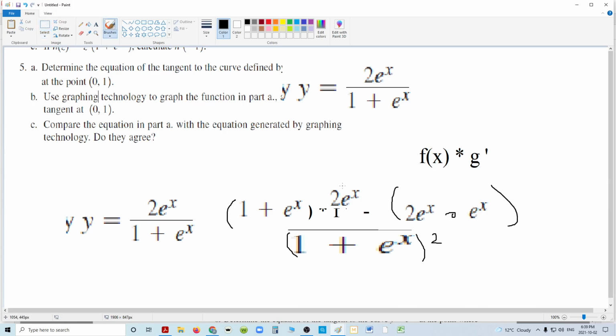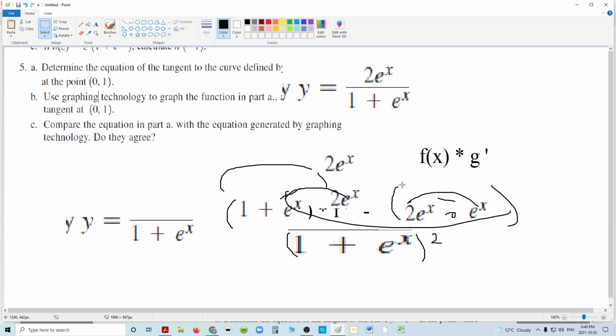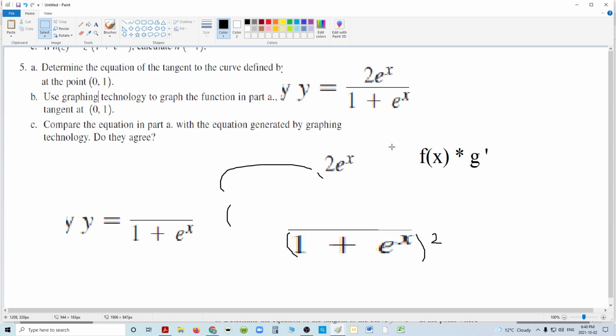Okay, so it's clear to me that this is going to be 2 e to the x, and this is going to be 2 e to the x cubed, and this is going to be 2 e to the x squared, and this is going to be 2 e to the x squared, and these two things are going to cancel out. So I'm going to just be left with 2 e to the x on top. That was my mistake. Like that.